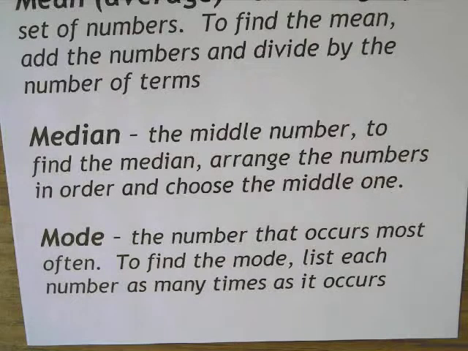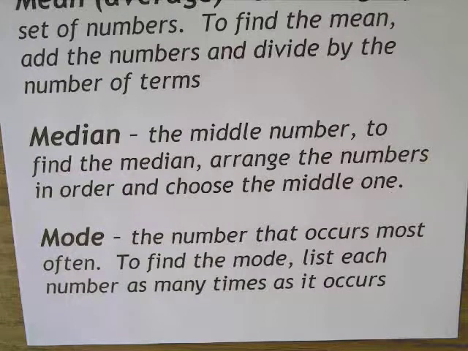You can have more than one mode. So if we had 5 people get a 90% and 5 people get a 95%, we would have what we call modes. We would have 2 of them, 90 and 95. Okay, so it's the number that repeats itself most often.